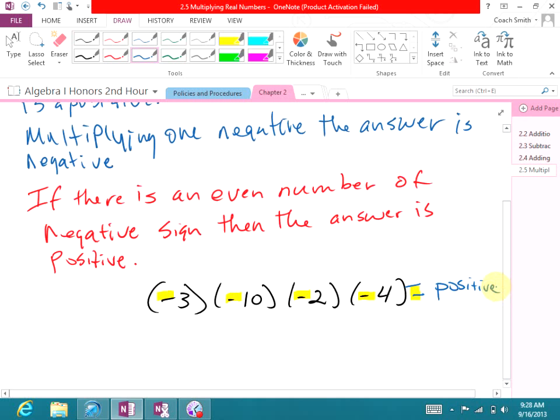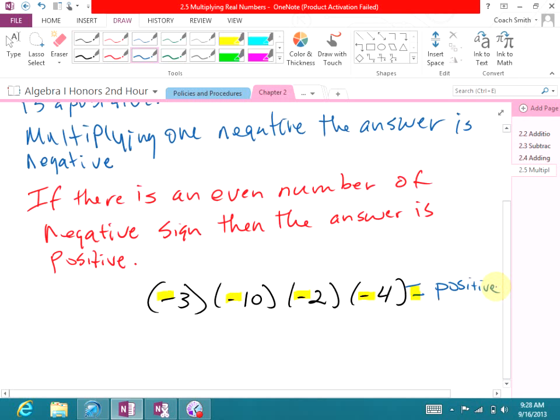It just is. It doesn't matter what the numbers are. It doesn't matter which one's bigger. It doesn't matter which one's smaller. It has nothing to do with that. It simply has to do with, I have 4 negative signs. 4 negative signs is an even number of negative signs, so it's going to be positive.